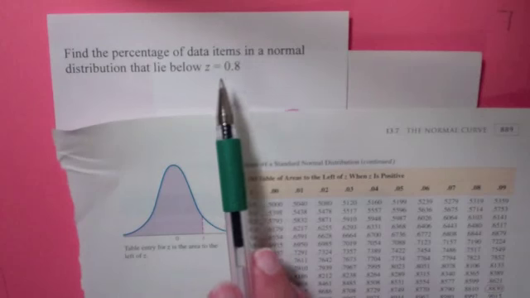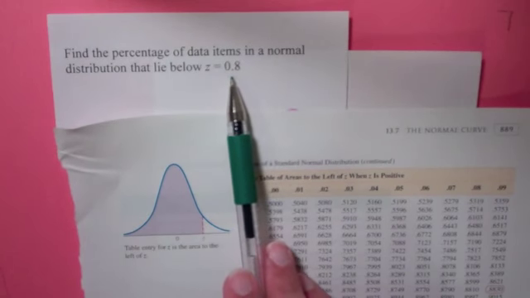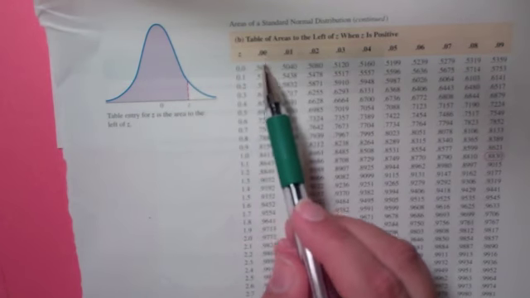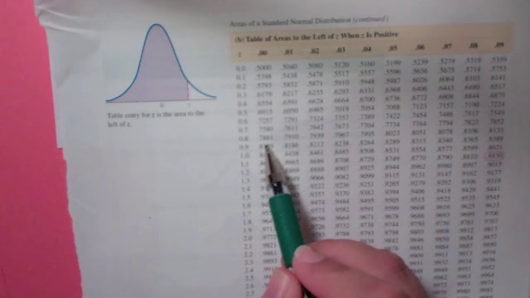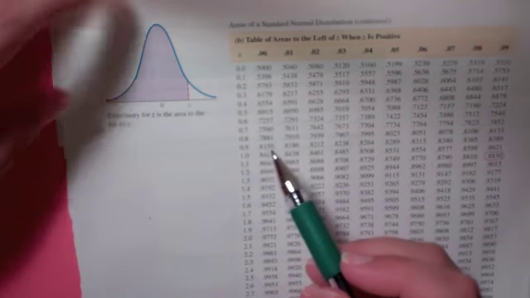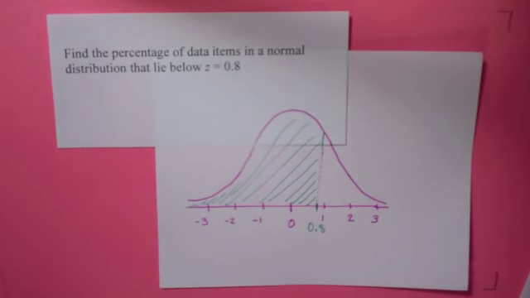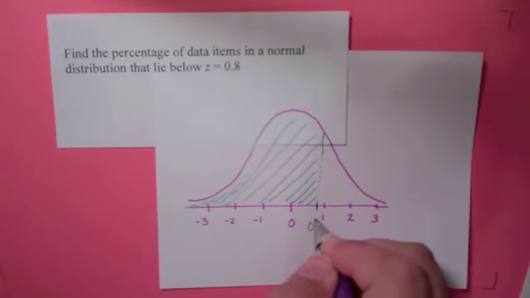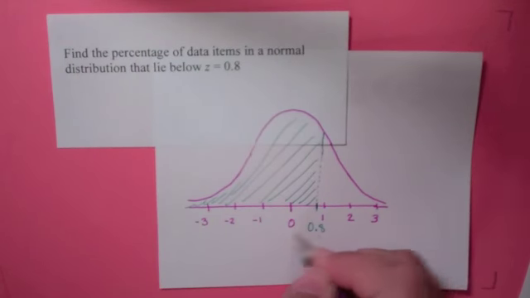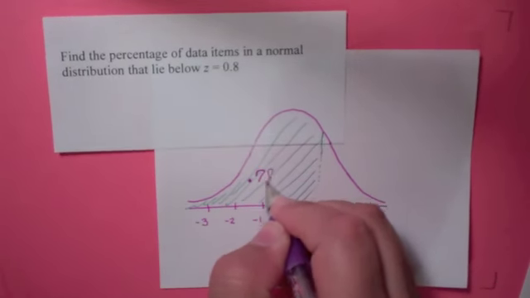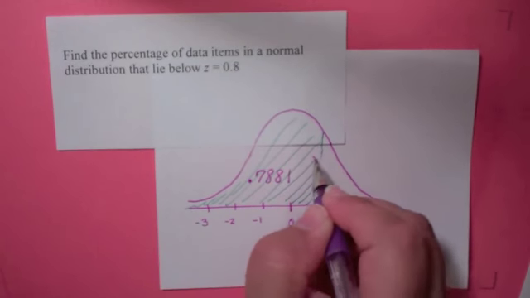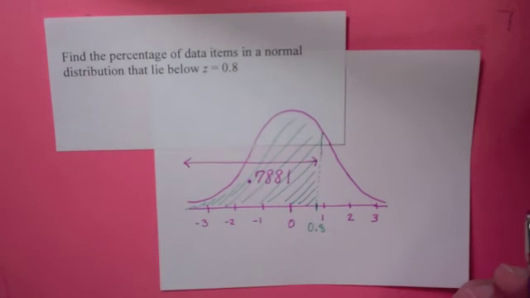And in this problem, we're working with z equals 0.8. So I'm going to look up z equals 0.8 on my table. And 0.80, so it would be the first column, which is 0.7881. Okay, so let me show you what that means. According to the table, area to the left of 0.8 is 0.7881. And that's this area.